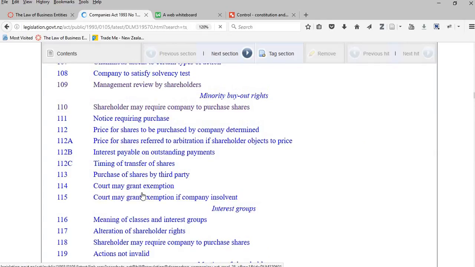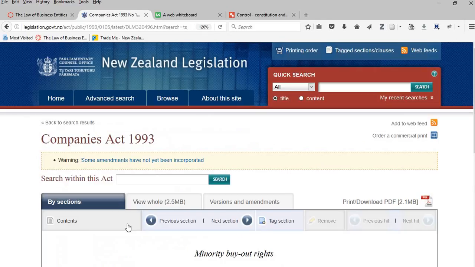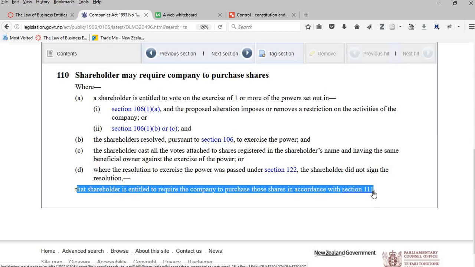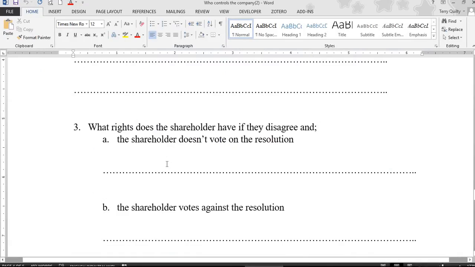And that leads us into the follow-up to 106, which is 110, where a shareholder is entitled to vote. So they'd have to have voting shares, as we talked about in shares. If the shareholder casts all their votes against the exercise of the power, but the resolution was passed, that shareholder is entitled to require the company to purchase their shares under section 111. And we follow through that procedure from 111. So we can see that a shareholder can vote against it.